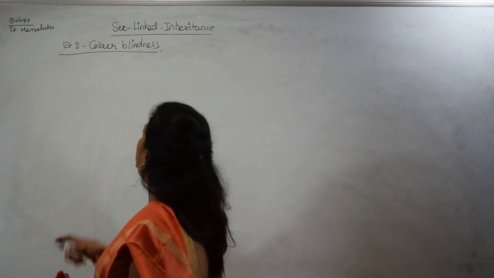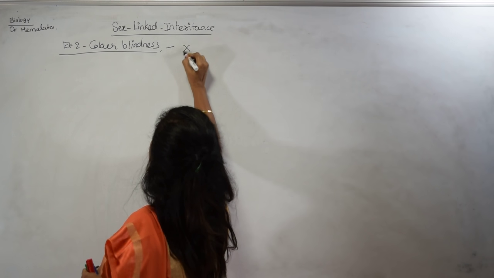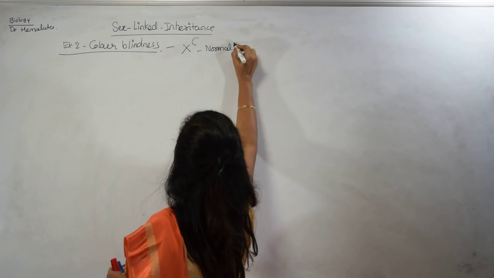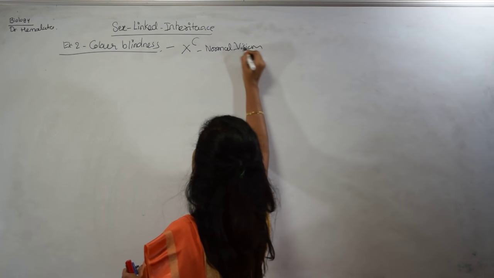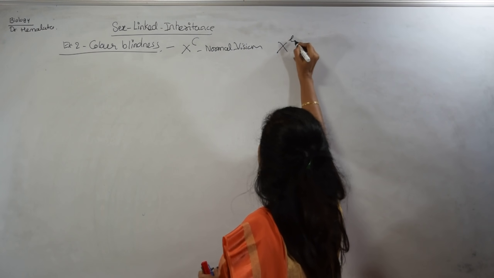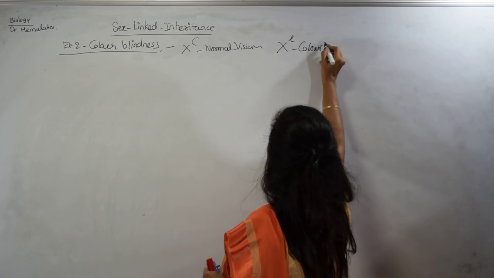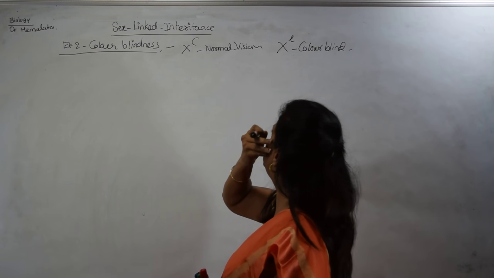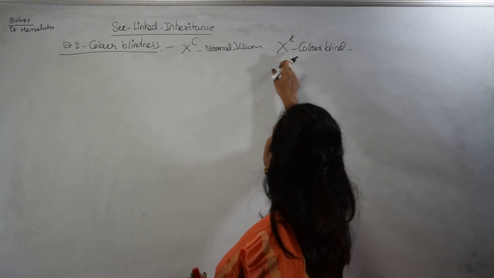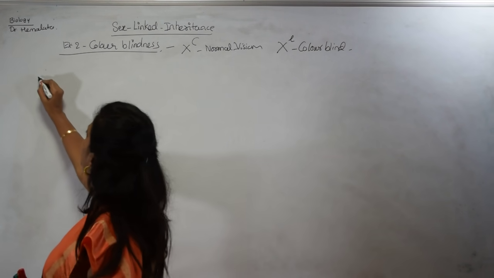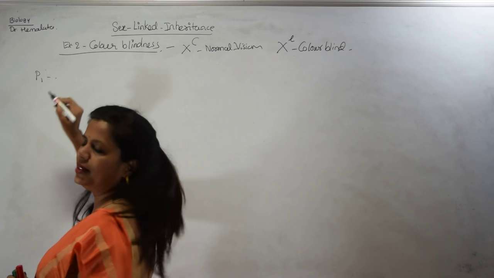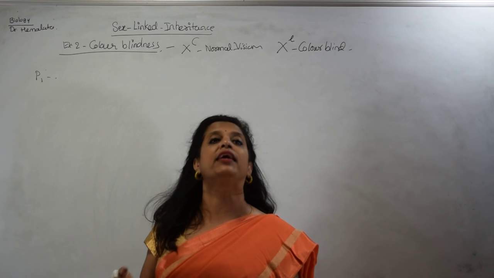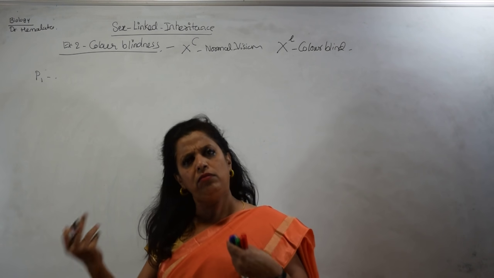Right? Now let me write the genes: X capital C as a normal visioned person. Normal vision means he doesn't have blindness. X small c as the color blind person, a color blind man or woman, whatever it is. This is one allele for normal vision, and this is the allele for color blindness. Right. I will write the P generation. How are we selecting? You can take the parents vice versa also. Maybe only the female is color blind. You can take that way also, then the things will change.